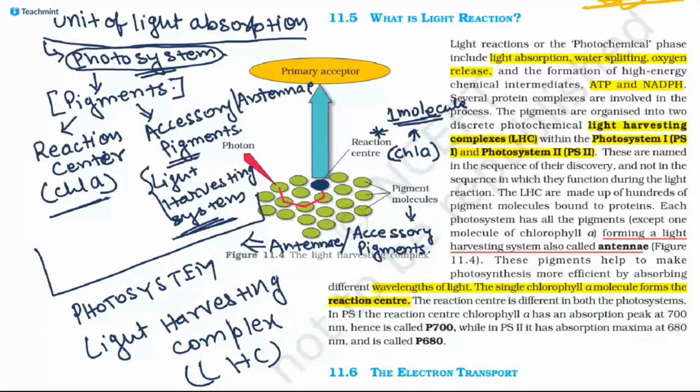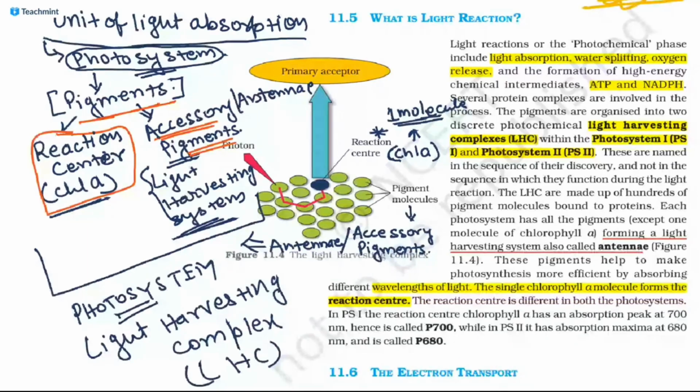Now our focus is to just study one LHC. LHC is also called a photosystem, isn't it? Now this photosystem is made up of pigments. As mentioned here, photosystem is made up of pigments, right? These pigments include the reaction center, that is chlorophyll A, and it includes the accessory pigments.